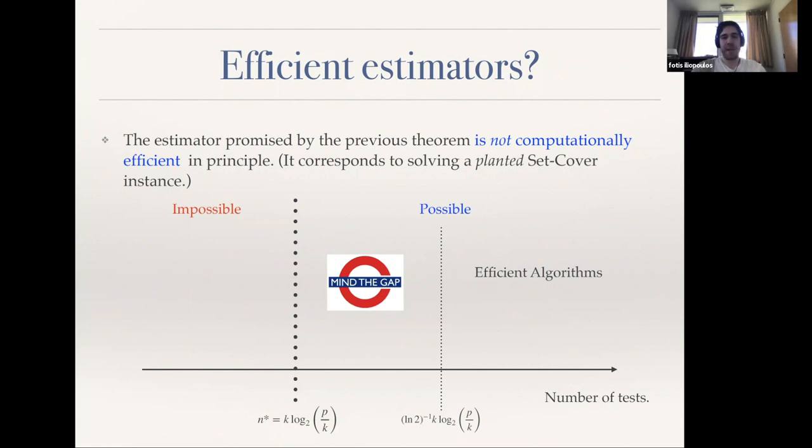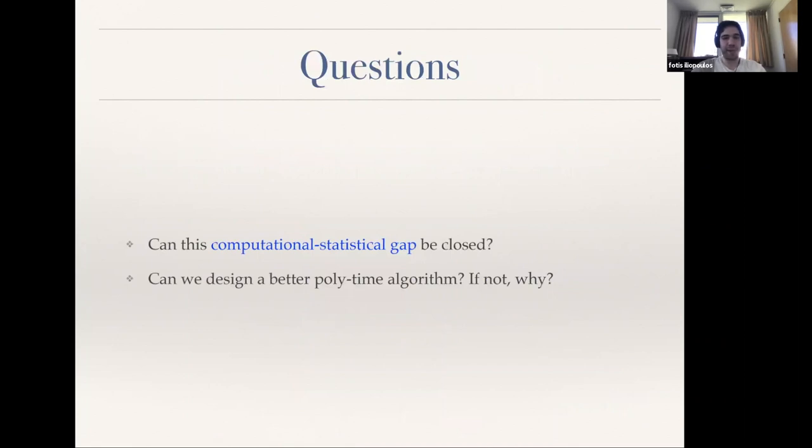And what we try to study in this paper is whether this is a fundamental gap. That is, if this computational statistical gap can be closed, and if not, why? So this is the main question that we try to establish in this paper. Did that make sense?